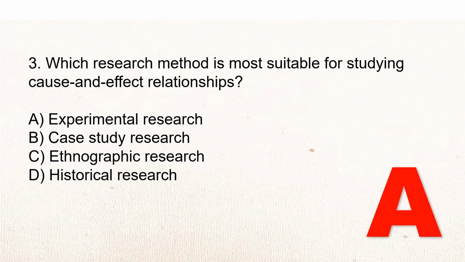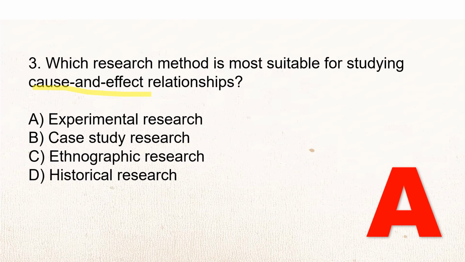The correct answer is letter A. Experimental research manipulates variables to determine the cause and effect relationships. Again, experimental research is about manipulation of cause and effect relationship.